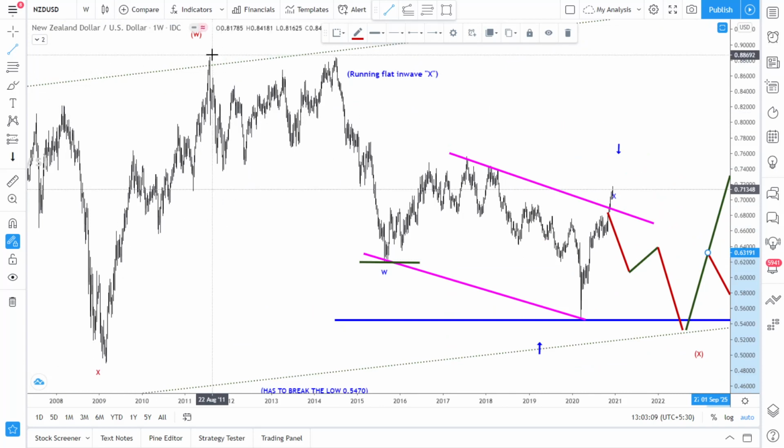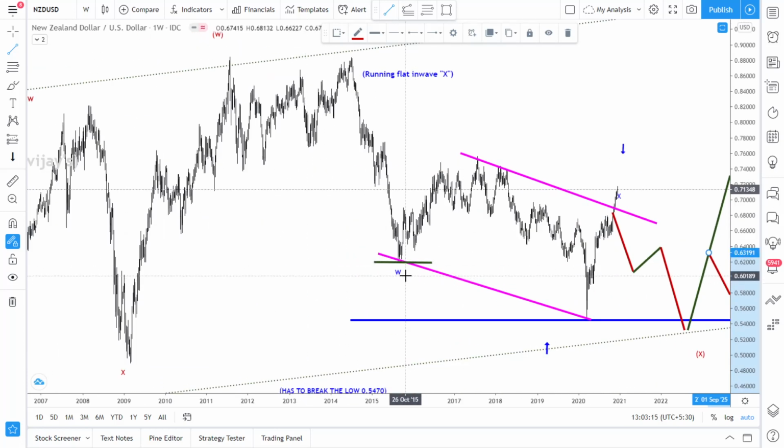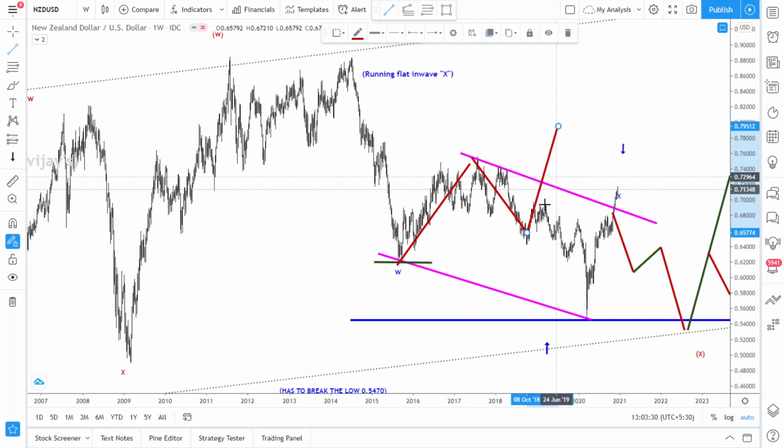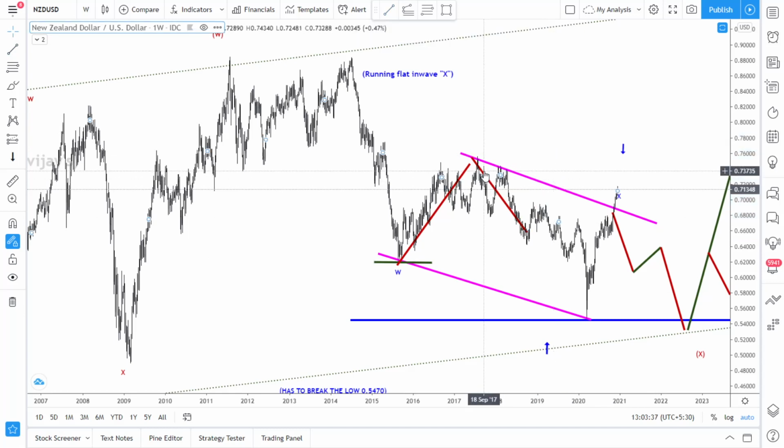From here, it's a B, C, or a W, X, Y. It's completed. So after it's completed, we are in the three-way structure. How I look at this as a three-way structure means this is only one A, B, C. We need only one impulsive to the upper side, and I need one more corrective and one more impulsive, and only then it has to break down. But here it's looking like only one simple correction has ended.